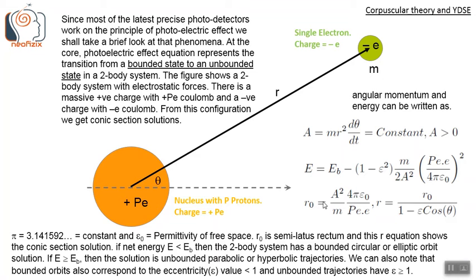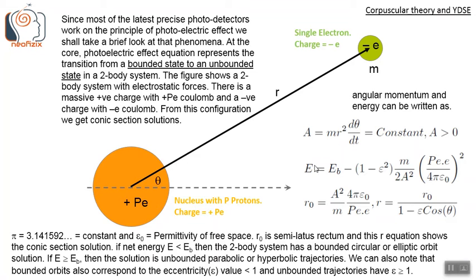We also have another parameter called R naught, which is the semilatus rectum, which is proportional to A square. It does not have any dependence on the total energy E, but it is related to the angular momentum value, and it is proportional to A square. So this indicates the size scale of the conic section. This R equation here shows the actual conic section solution. R equals R naught by 1 minus epsilon cos theta.